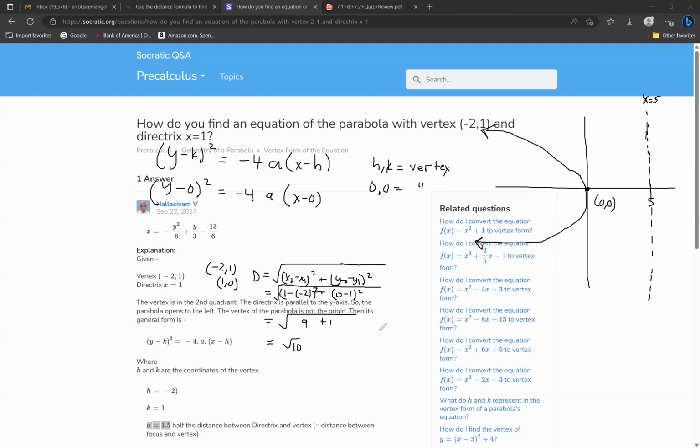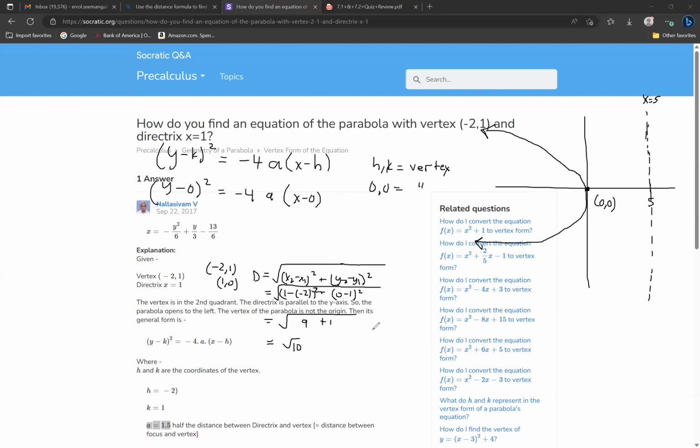Yes. 1 minus negative 2 is the same as 1 plus 2, which is 3. 1 plus 2 is 3. 3 squared is 9. A equals 1.5. Half the distance between directrix and vertex. Oh, half. Half the distance between directrix and vertex equals the distance between focus and vertex.